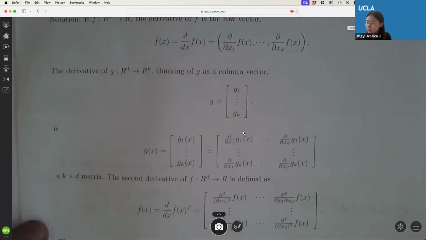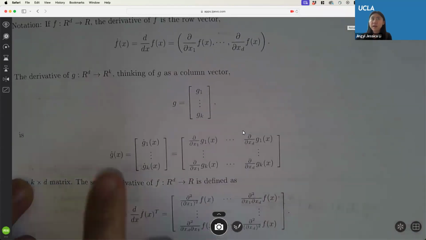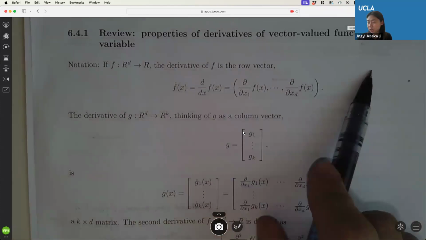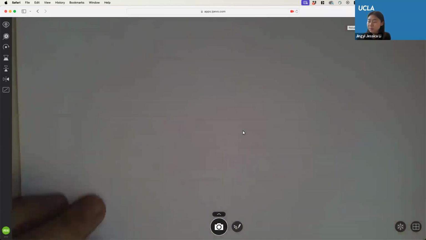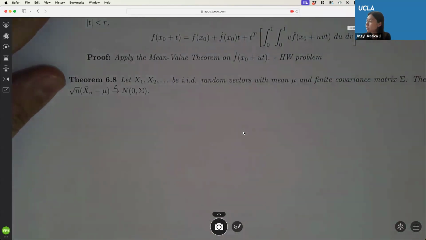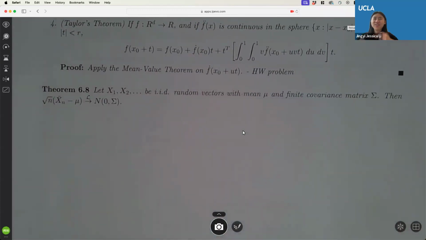Okay. All right, so central limit theorems. This is something I already covered actually. So this is the derivative notation, right? And the chain rule, product rule, and the mean value theorem. We just covered that in our last lecture. So I will skip that. I will go directly into this central limit theorem.